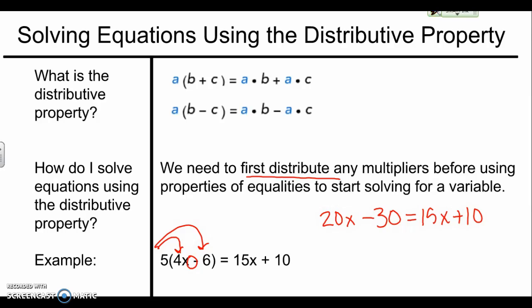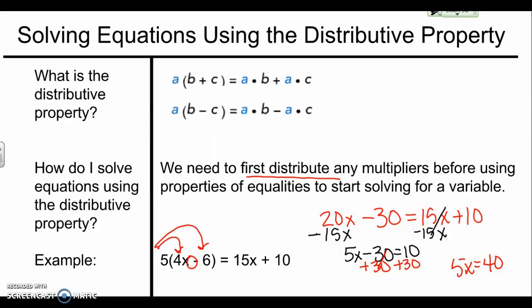Now we can solve using the strategies from yesterday on the variables on both sides. So we're going to start by undoing the 15x, which means we subtract 15x from both sides of our equation. 20x minus 15x is 5x minus 30 equals 10. Now we're going to get rid of the minus 30. The opposite of subtracting 30 is to add 30 to both sides of your equation. So that leaves you with 5x equals 40. The opposite of multiplying by 5 is to divide by 5. So x would equal 8. Remember, you can plug in for your variable to check your solution.